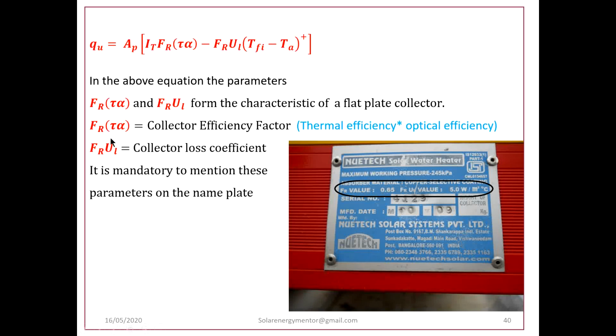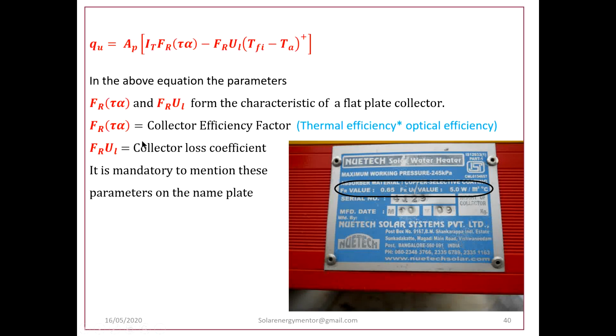Because in FR tau alpha, FR indicates the thermal effectiveness of the collector, as we have seen. So it indicates the thermal efficiency of the collector, and tau alpha indicates the optical efficiency of the collector. So the overall collector efficiency is indicated by the FR tau alpha product. That's why this parameter becomes useful and it characterizes the collector. Second, FRUL is the collector loss coefficient. It indicates the rate of heat loss from the collector.